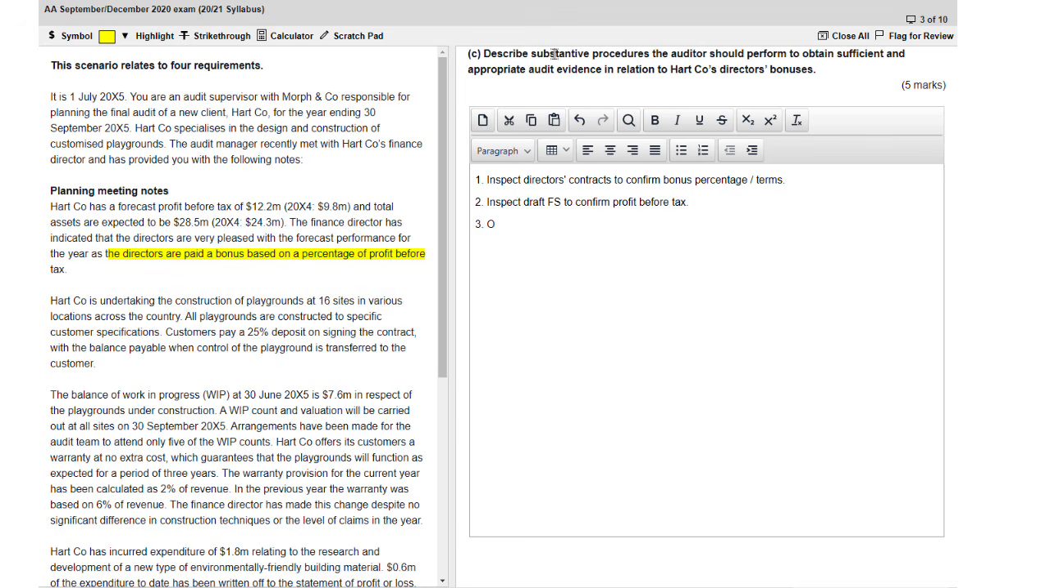So obtain calculation of bonus. They must have it somewhere from management and re-perform. Do it again. The calculation to confirm accurate.